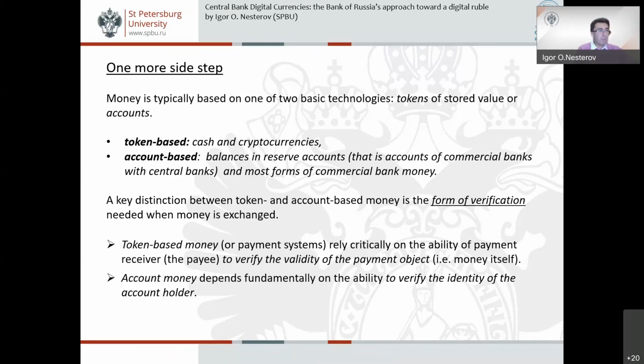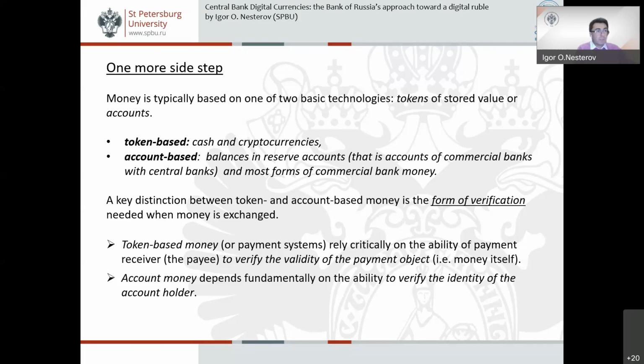Quite the same story is with the digital currencies, tokenized digital currencies. In the digital world, the worry is whether the token or digital coin is genuine or not. There is a concern about electronic counterfeiting and whether it has already been spent or not. By contrast, systems based on account money depend fundamentally on the ability to verify the identity of the account holder.